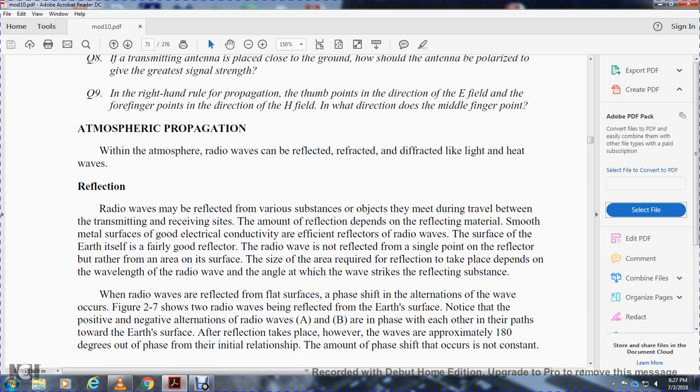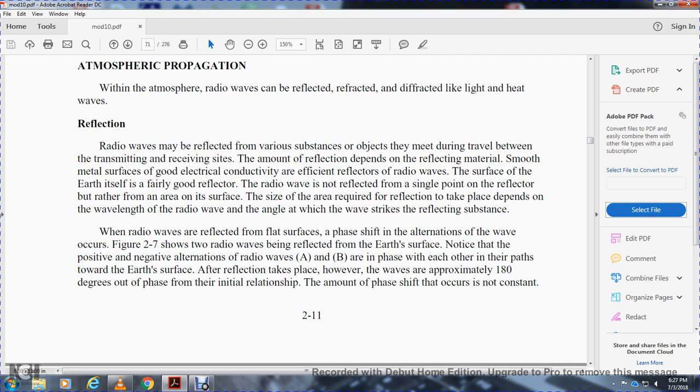The size of the area required for reflection to take place depends on the wavelength of the radio wave and the angle at which the wave strikes the reflecting substance. Radio waves reflected from a flat surface undergo a phase shift. Figure 2.7 shows two radio waves being reflected from the earth's surface. Note that waves A and B are in phase with each other on the path toward the earth's surface. If reflection takes place, however, the waves are approximately 180 degrees out of phase.